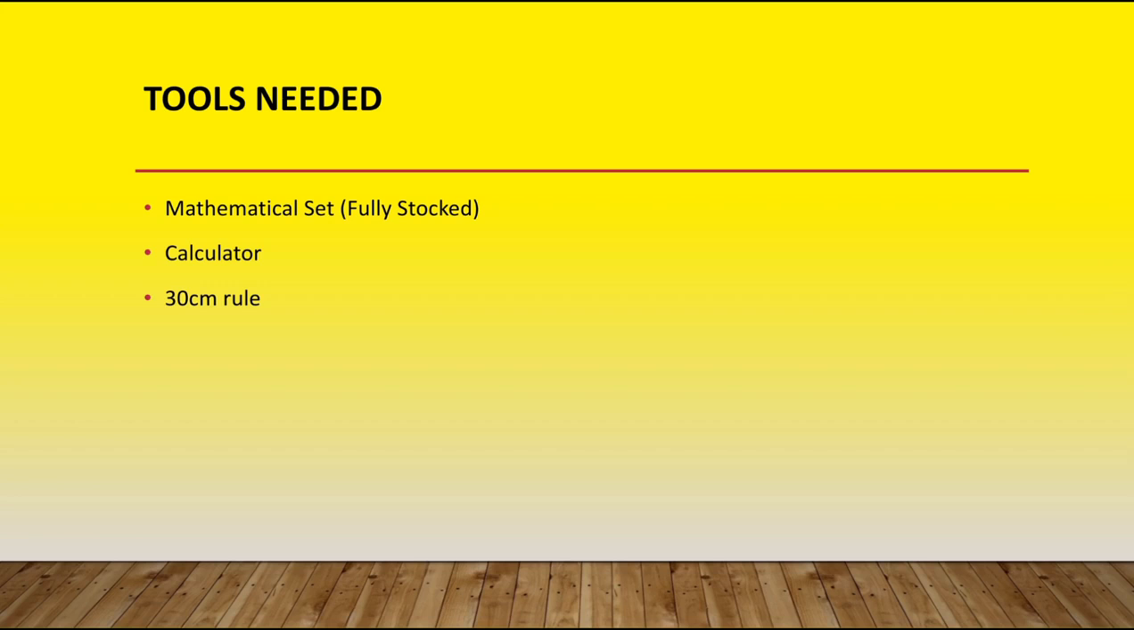Although there is a short rule in the mathematical set, the reason why you need a 30 centimeter rule is because of graph work. When you use the short rule, you realize that your lines might not be straight. You just rule your short line and then take the short rule and try to continue the line. Most of you don't realize that the line becomes crooked. When you use the 30 centimeter rule, you are sure that your line is going to be very straight.